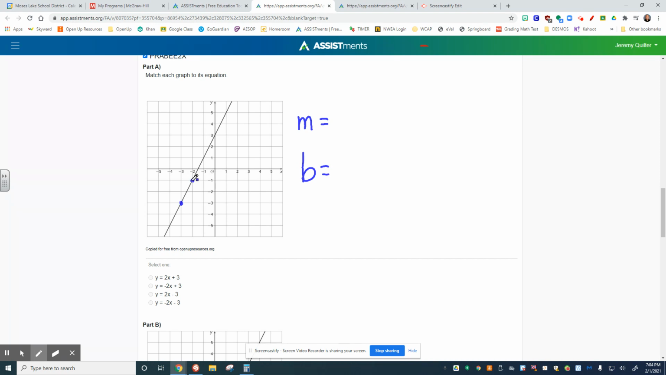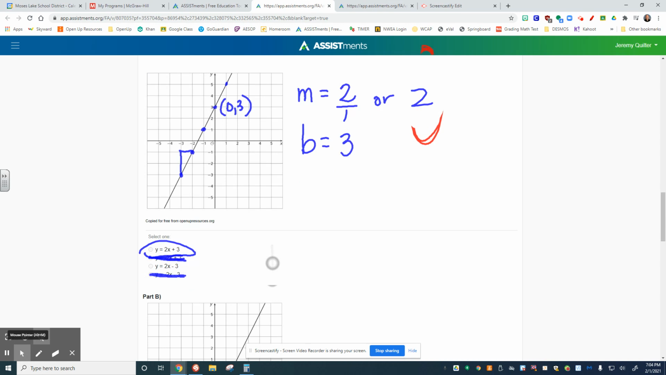Find some nice integer points and use some rise over run. I see a rise of 2, a run of 1. That tells me my slope is 2/1 or simply 2. That eliminates this one and this one because this is not a negative slope. So now the question is, do I pass through +3 or -3 on the y-axis? I see my y-intercept is 0, 3. My b term is the y-coordinate, so that's 3. That means that the very first one is my answer.